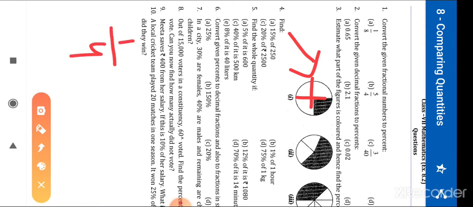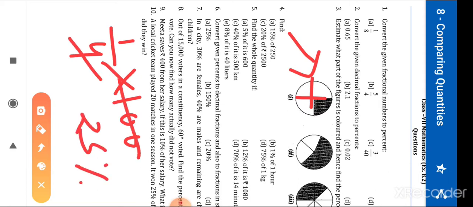And for converting this into percentage, we have to multiply this by 100. So our answer is 25%. In the same way, you can solve its second and third part. Now move to the next question.